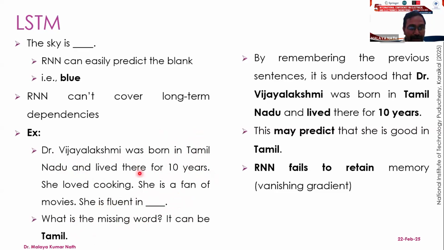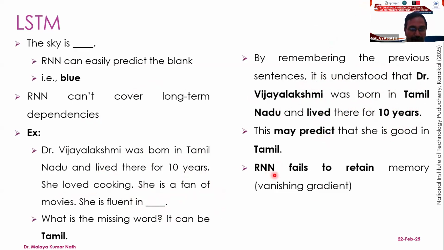So how can it be predicted? This can be predicted from the past statement. But she loved cooking. She is a fan of movies. These two statements don't provide any information about this blank. So by remembering the previous information for a longer period of time, we can predict what the output will be in this case. By remembering this previous sentence, it understood that Dr. Vijayalakshmi was born in Tamil Nadu and lived there for 10 years, and this statement helps in predicting the output, that is nothing but Tamil.